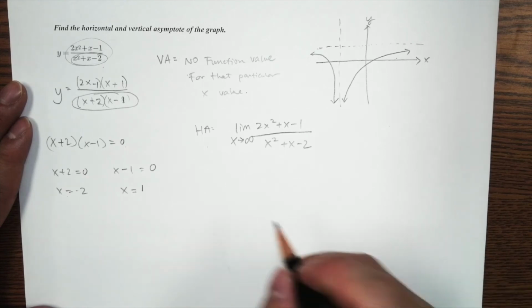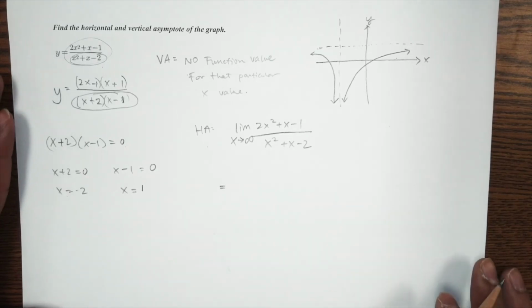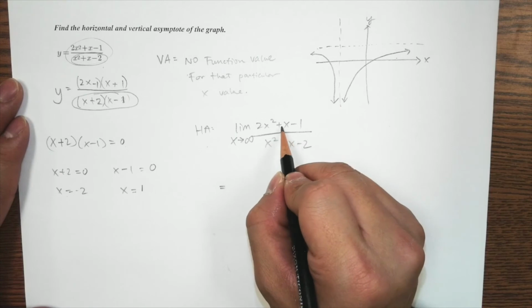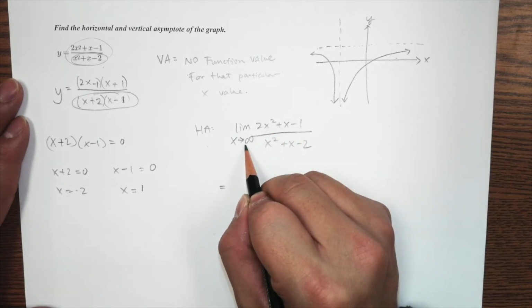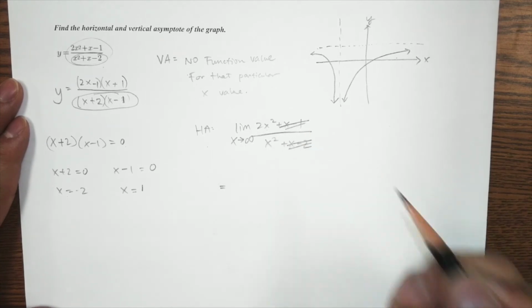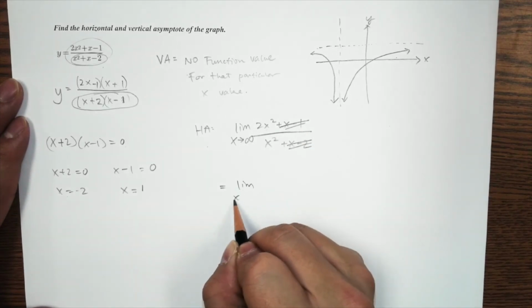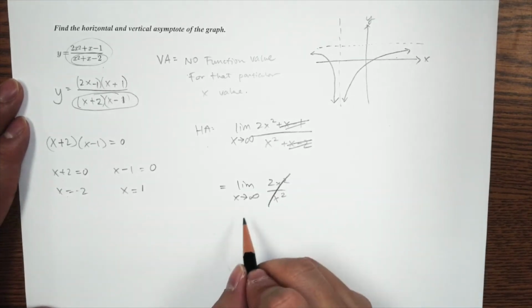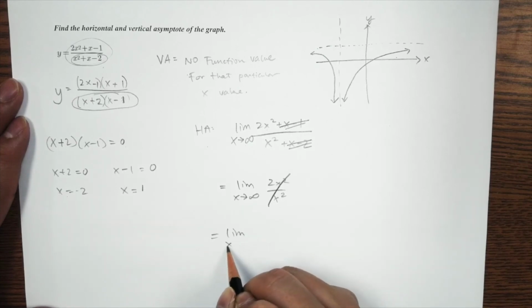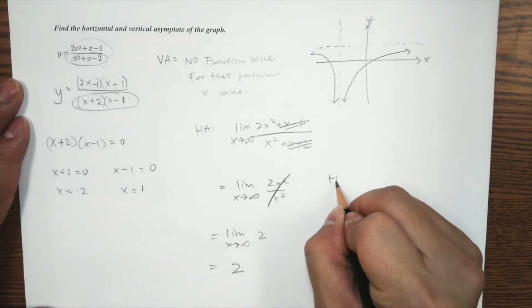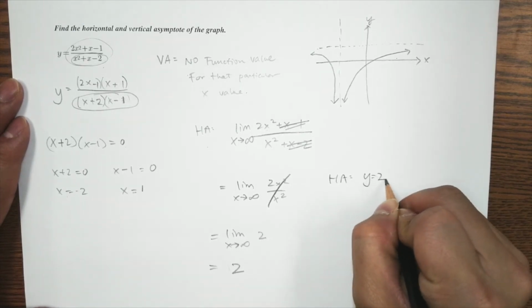Now there's another video that I made to show you how to find the limit as x approaches infinity. For short, we're just going to say x is going to become infinity, so x squared is really a huge number, so the other terms don't matter. So we have the limit as x approaches infinity of 2x squared over x squared, and you can further simplify this, and it just becomes the limit as x approaches infinity of 2, so the limit is 2. So our horizontal asymptote is y = 2.